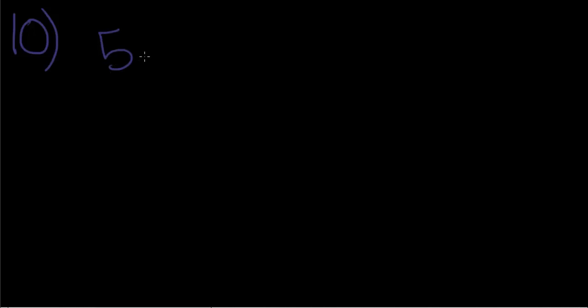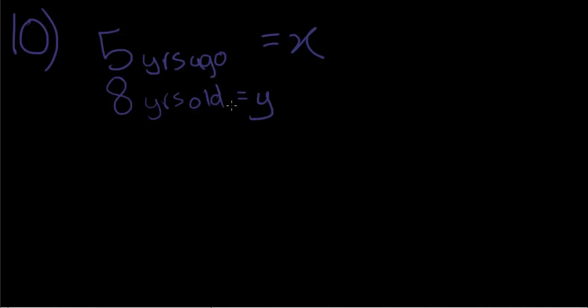5 years ago, so this is equal to X. The person was, say, 8 years old, which is equal to Y. But that's 5 years ago. So now they will be 13 years old. So we need to find how old he was exactly 1 year ago, which is equal to 12.